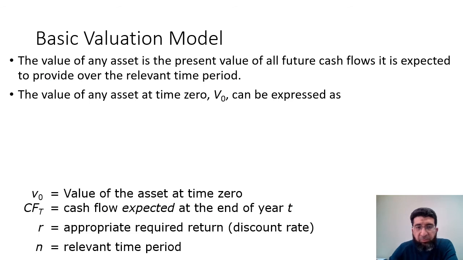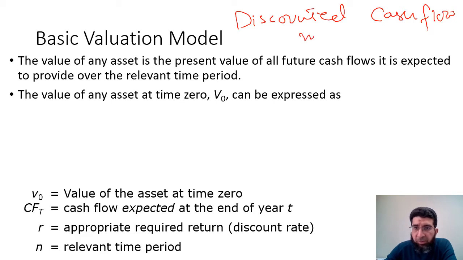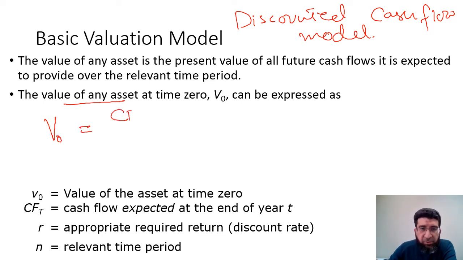A basic valuation model, we also call it the discounted cash flow model, and it is applied in a number of ways. The model is normally represented by the value of an asset. It begins at V naught equals, then we have cash flows, which is the first cash flow, and it is discounted by 1 plus R1.